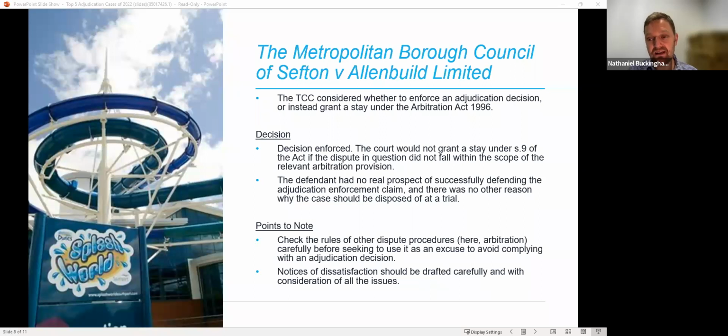So the key takeaway here is that notices of dissatisfaction under NEC should be drafted very carefully and clearly and with consideration of all the issues, not just simply a wide and catch-all notice. Challenges to the adjudicator's jurisdiction or the substantive merits of the decision should be separated out in any notice of dissatisfaction. It's fine to address both, but just make sure you're addressing them separately. And finally, take care to check the rules of adjudication that apply to your dispute, particularly at enforcement stage.